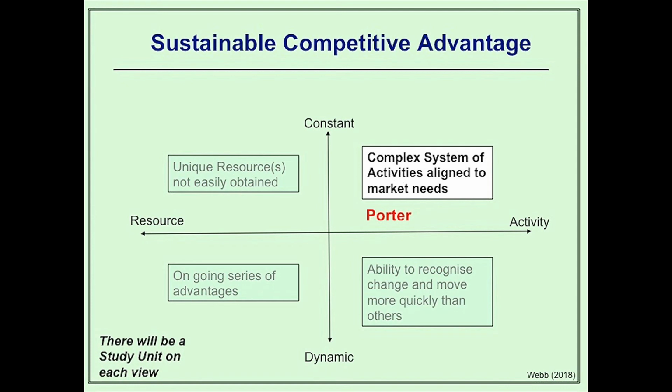Now, in this video, we're going to focus in on the views of Michael Porter. So here on this diagram, we're looking at the top right-hand corner. The idea that competitive advantage comes because the firm has a complex system of activities that are aligned to a position chosen in the marketplace. This view is often called strategy as choice.